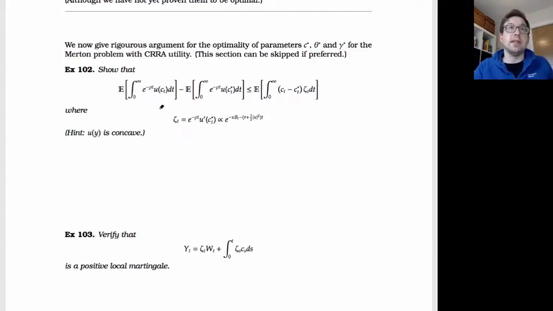So the first thing to ask is to show that if I look at the utility I get out of some policy with consumption C of T, and I compare it with the optimal policy C star of T, then this is less than the expected value of this integral here, where I look at the difference between C of T and C star of T times some multiple times some function zeta of T, which is given by this. And the answer to this is fairly straightforward.